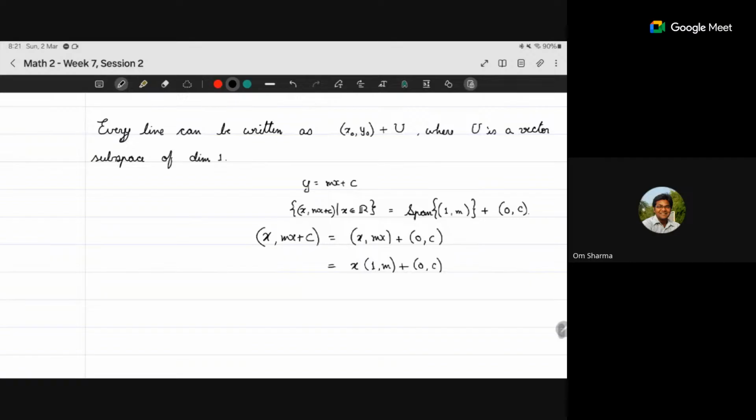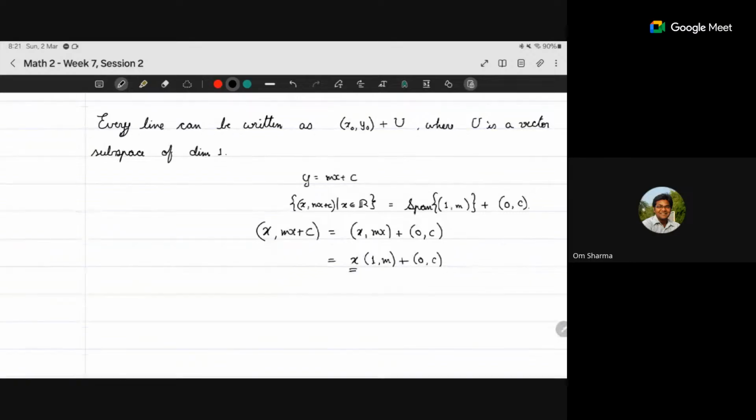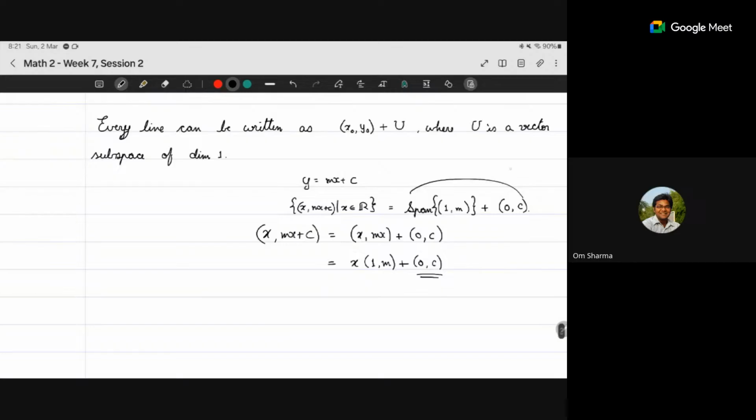So x times (1, m), and the variable is x over here. As I vary x, I will get the entire span of (1, m), and I'm adding this fixed vector (0, c) to each of those vectors. So that is what this means. Span of (1, m) plus (0, c) means I'm taking vectors in the span of (1, m) and adding the fixed vector (0, c). And the set of all points that I obtain is the line y is equal to mx plus c. Is that clear?